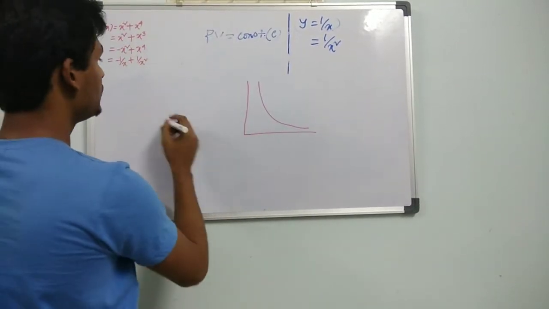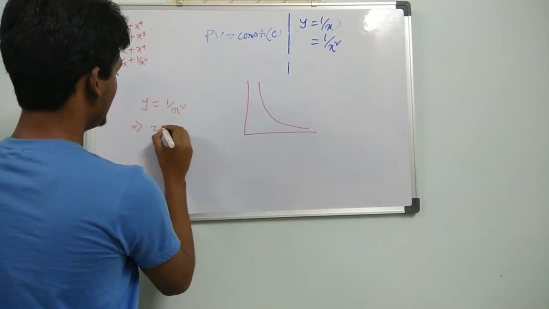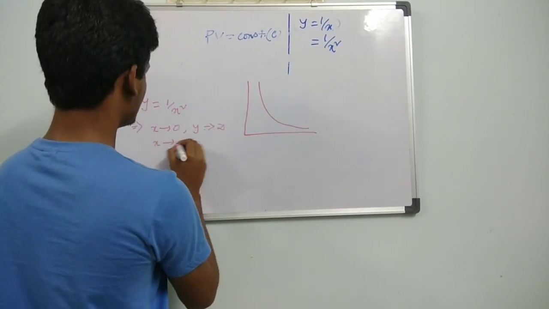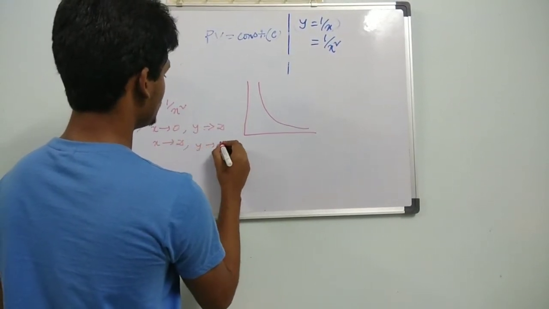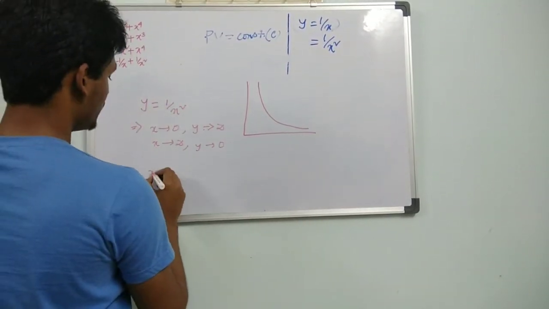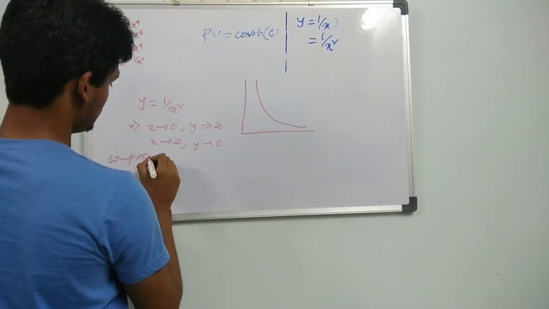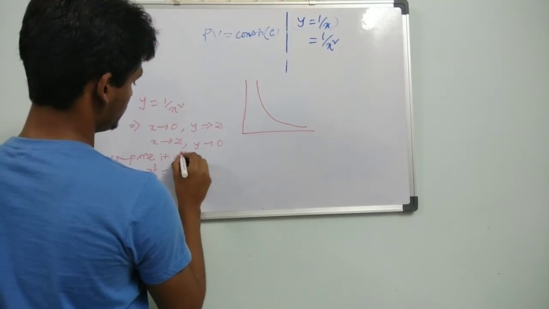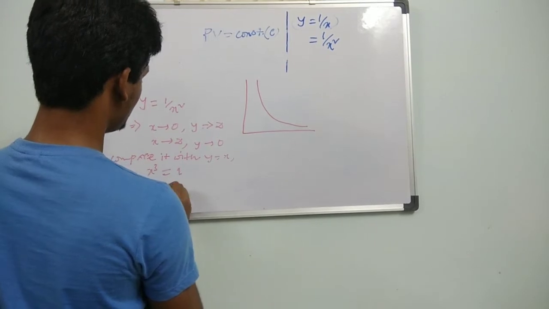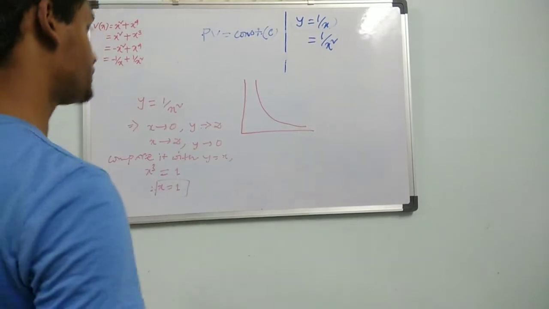And if we talk about y equals 1 by x square, then also if x goes to 0, y must go to infinity, and if x goes to infinity, y must go to 0. And if we compare it with y equals x, then what we will get? x cube equals 1, that means x is going to be 1.